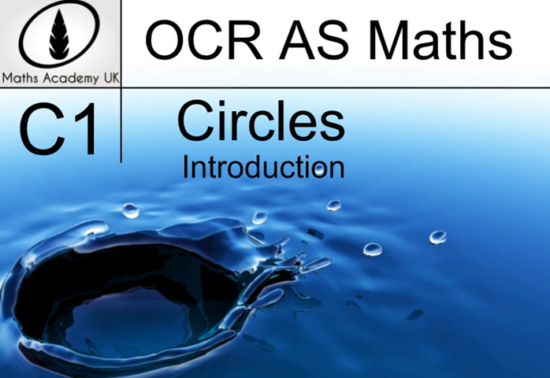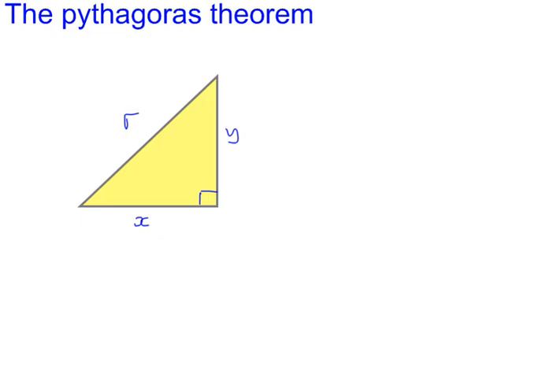An introduction to circles. Let's start by looking at Pythagoras' theorem in this right-angled triangle. So the longest side is r, so r squared is equal to x squared plus y squared.